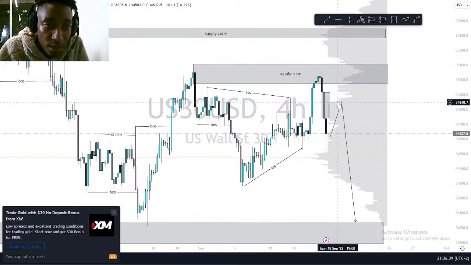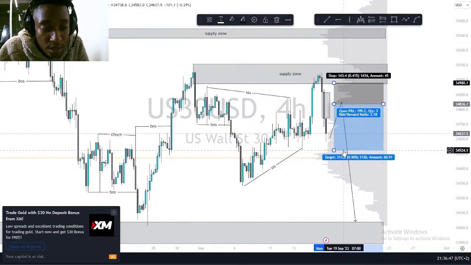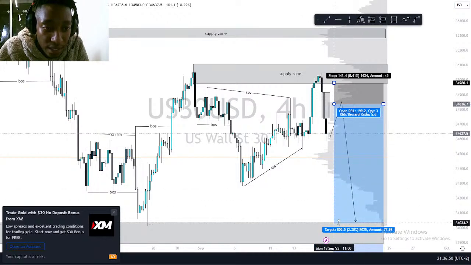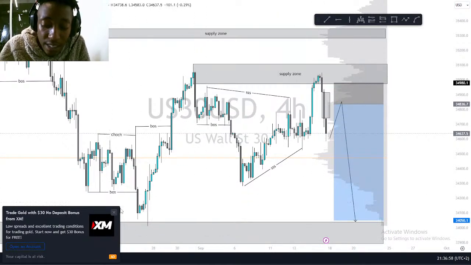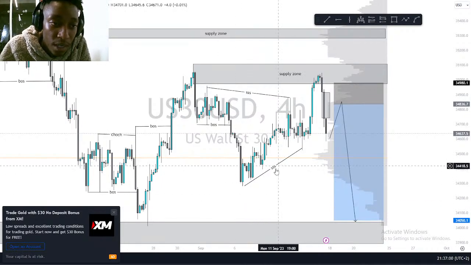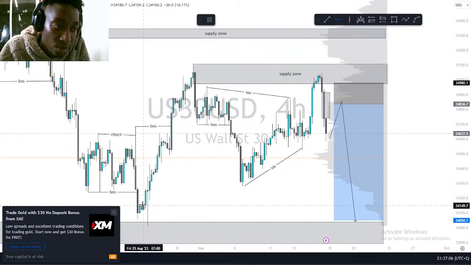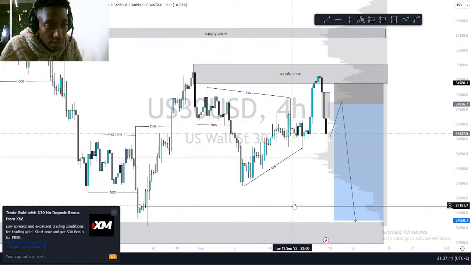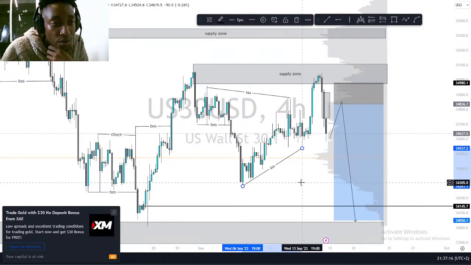So we are going to look for our entry somewhere here, somewhere there, and then we target this demand zone, you understand? Because the market doesn't turn in the middle of nowhere. After sweeping liquidity, it needs to find a zone. So this is what we are looking at on USDT, guys.